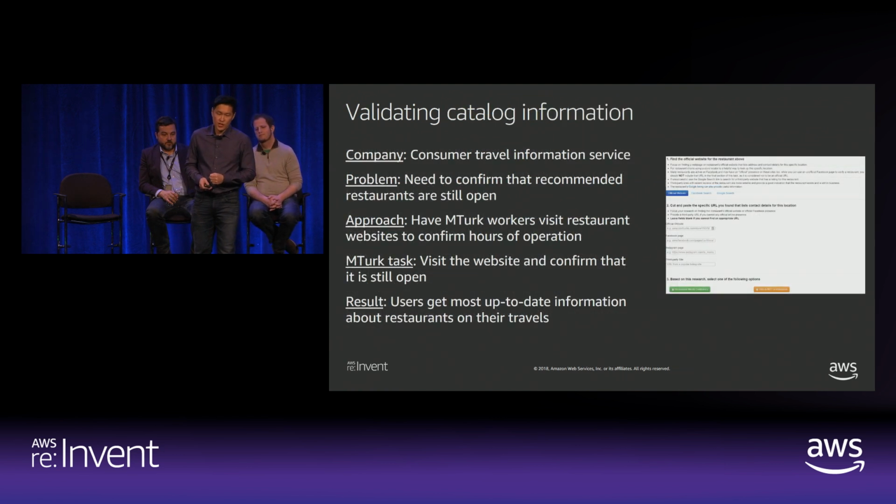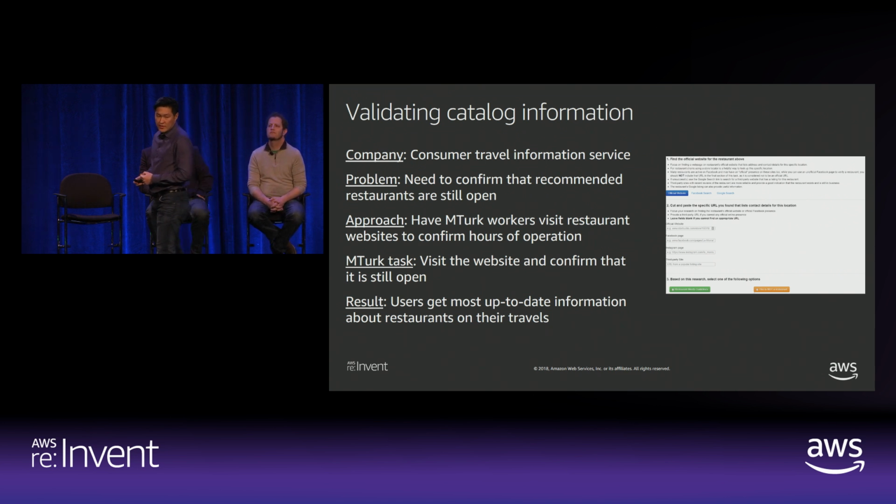Here we have a customer travel information service. They need help to confirm that the restaurants that they're recommending to customers are still in business, and to make sure the information they provided is up to date. And so to solve this problem, they use MTurk to gather up-to-date information on their recommended restaurants.